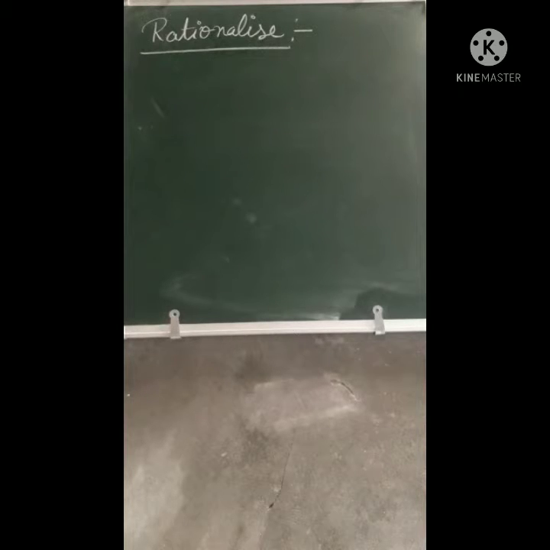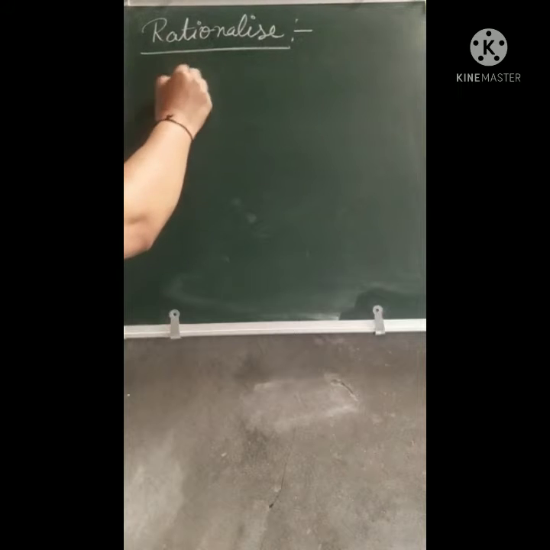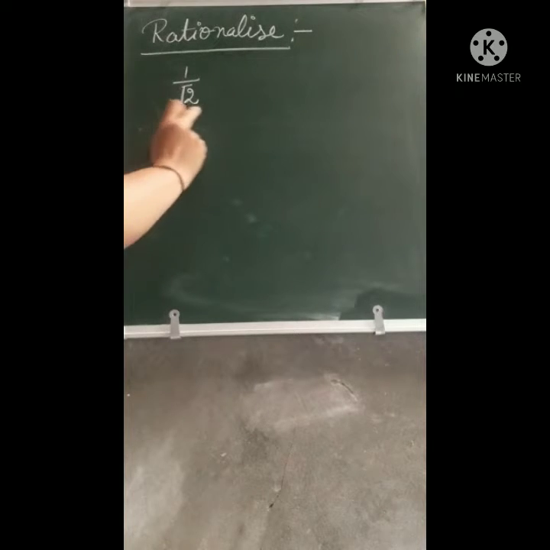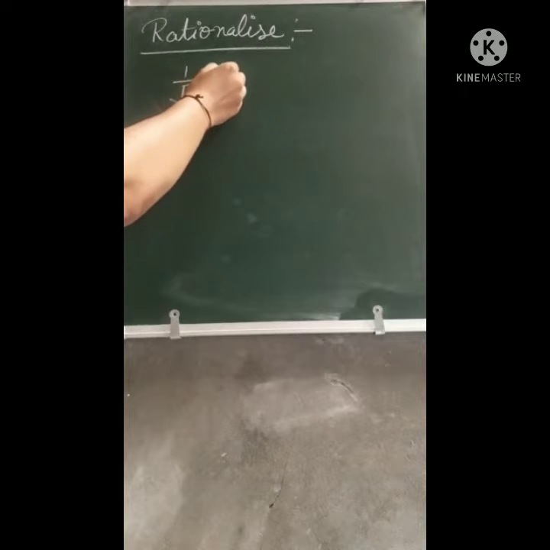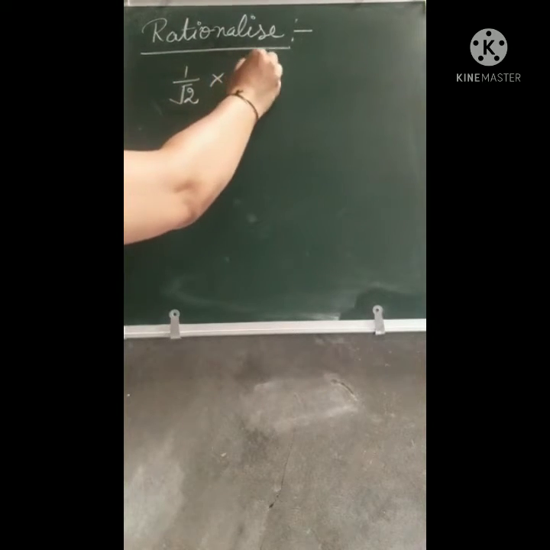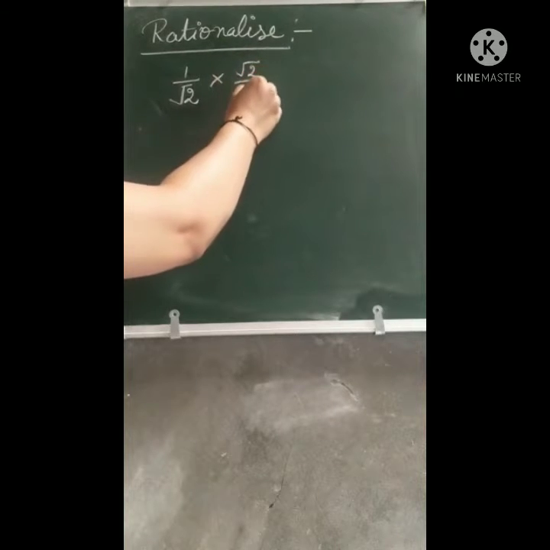Let's do an example like 1 by under root 2. So we have to solve it. We have to rationalize it because its denominator has a root value. For that, what do you have to do? You have to multiply the same number in the numerator and the denominator.